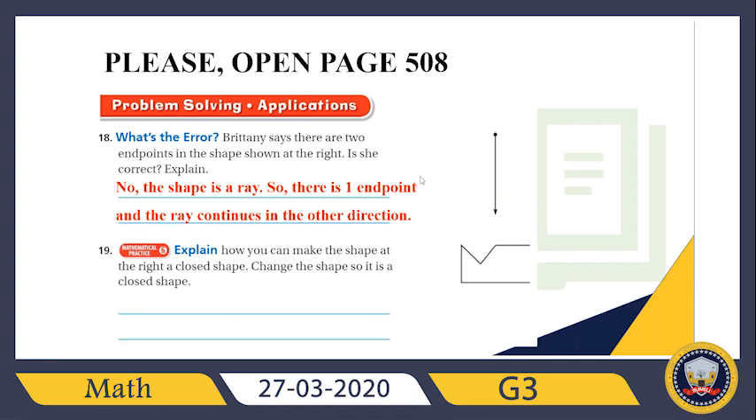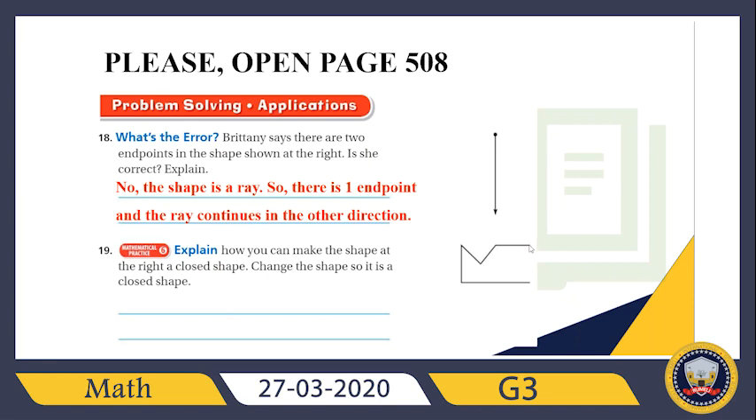What about question 19? It says how you can make the shape at the right a closed shape. Change the shape so it is a closed shape. How can I make it? Right now it's open. Let's check it.